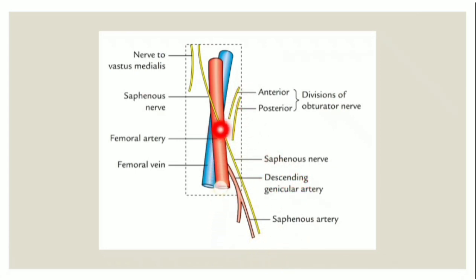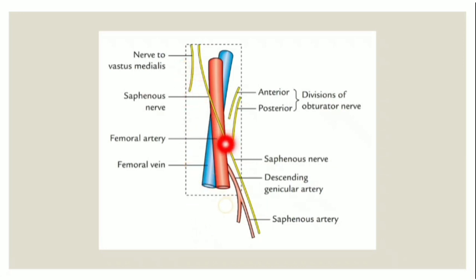And the femoral vein is very simple. In the upper part, it is posterior to the femoral artery, and in the lower part, the femoral vein is lateral to the femoral artery. Then the saphenous nerve.